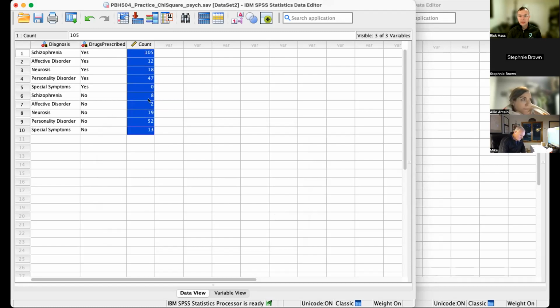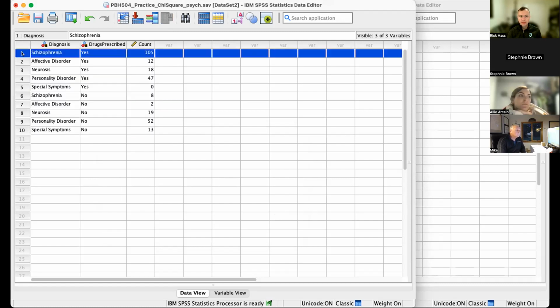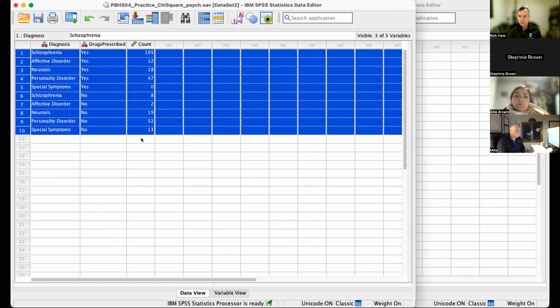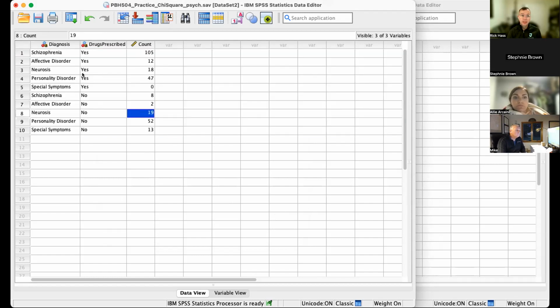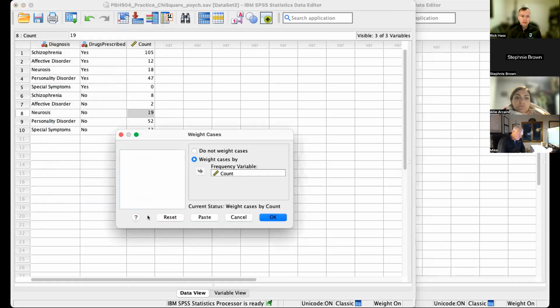It's now going to interpret these as counts and as individuals, rather than, as it is now, where it just looks like it's 10 numbers. So you have to do that first. That's Data, Weight Cases. Reset it, right? It'll look like this: do not weight cases. We're going to weight the cases by count.